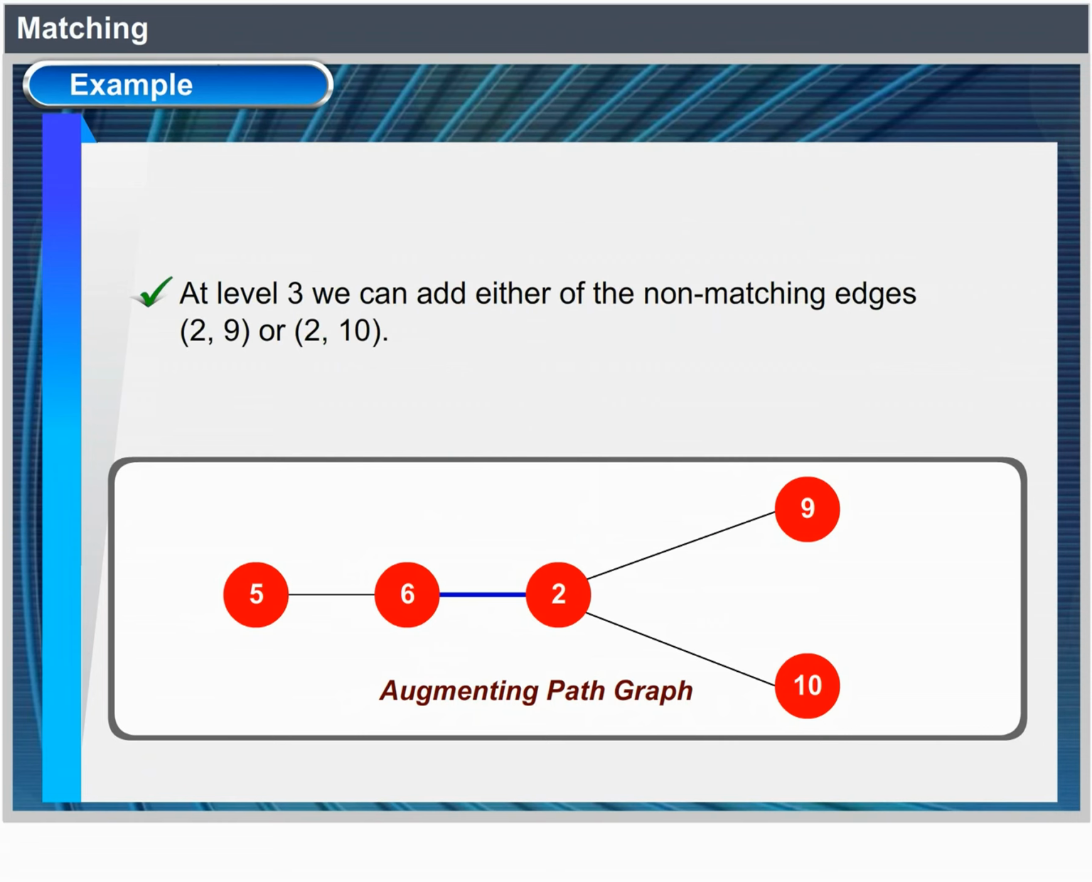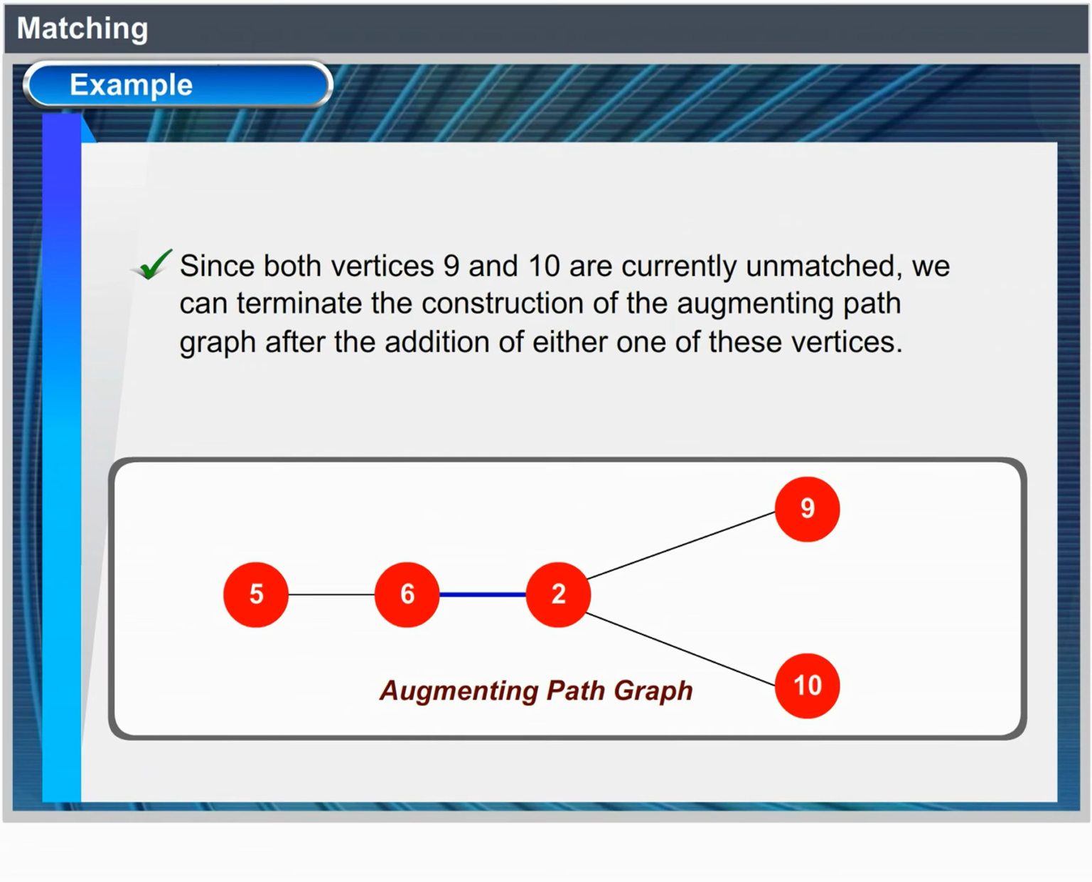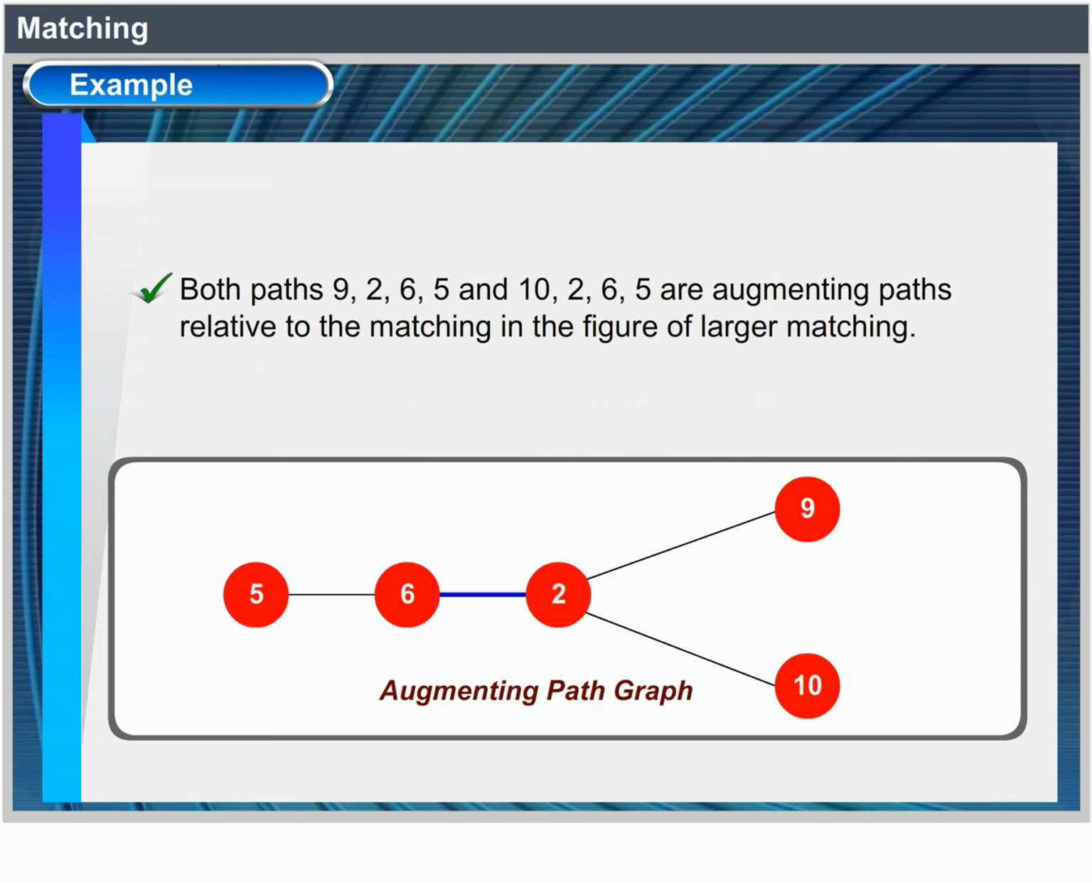Since both vertices 9 and 10 are currently unmatched, we can terminate the construction of the augmenting path graph after the addition of either one of these vertices. Both paths 9, 2, 6, 5 and 10, 2, 6, 5 are augmenting paths relative to the matching in the figure of larger matching.